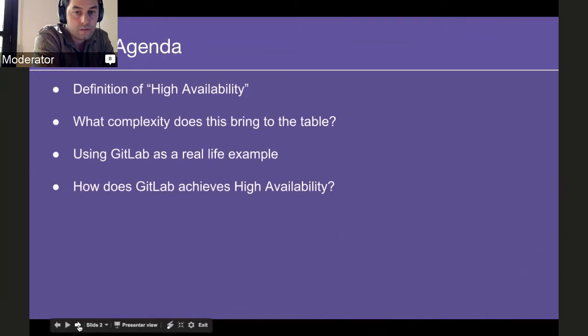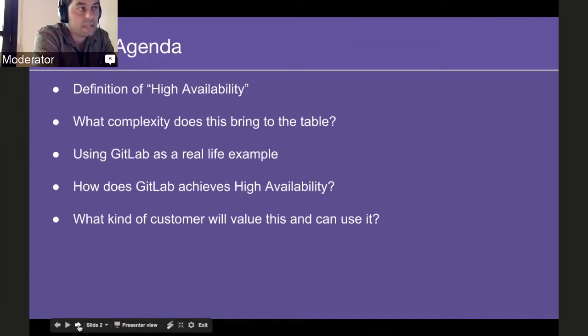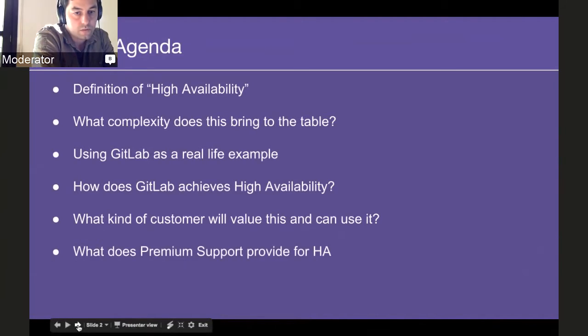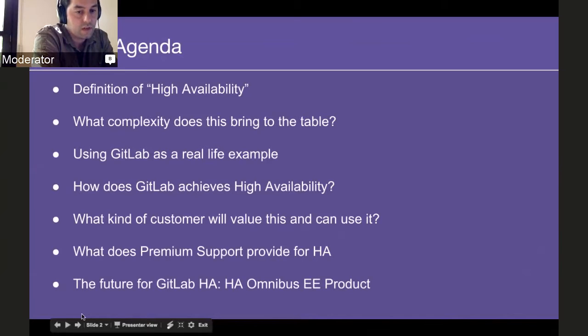How do we do it, basically? And what kind of customer can value this? Because it's not for everyone, honestly. And finally, we're going to be talking a little bit about what Premium Support is offering right now for high availability, and how we plan to ship this eventually as a feature in Omnibus.